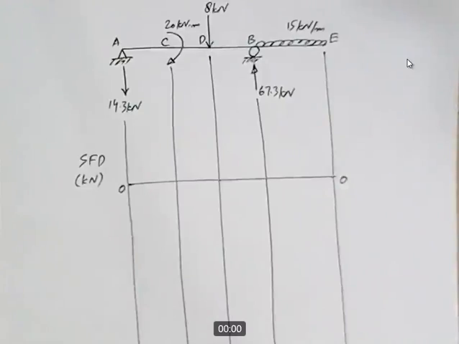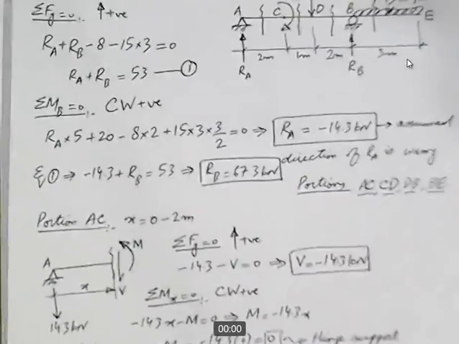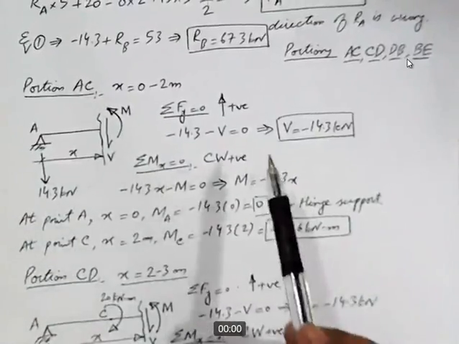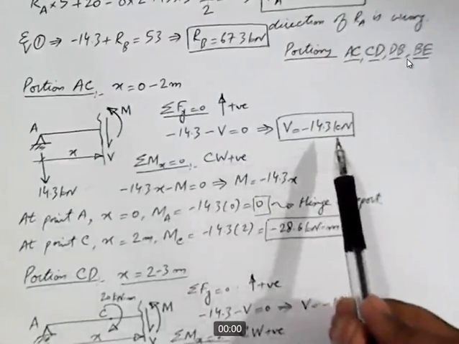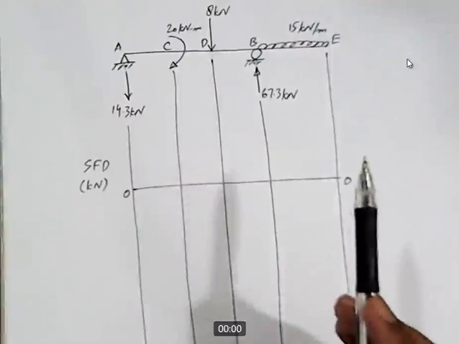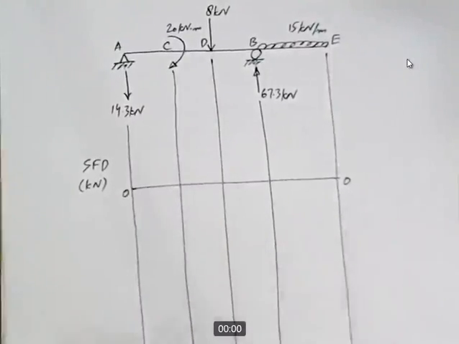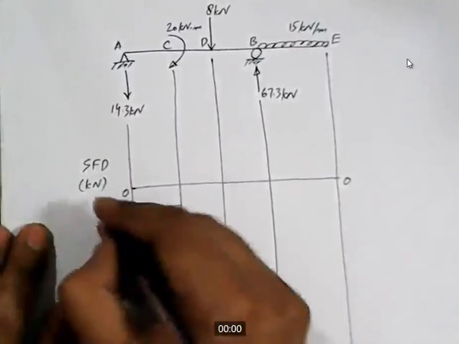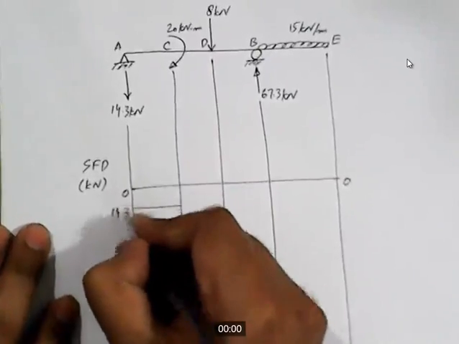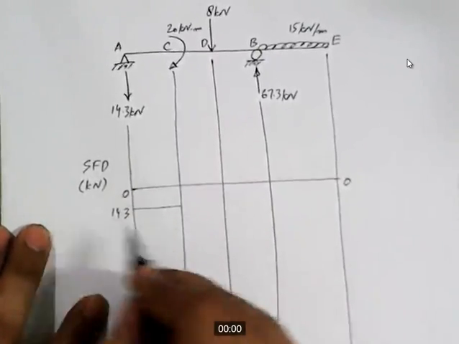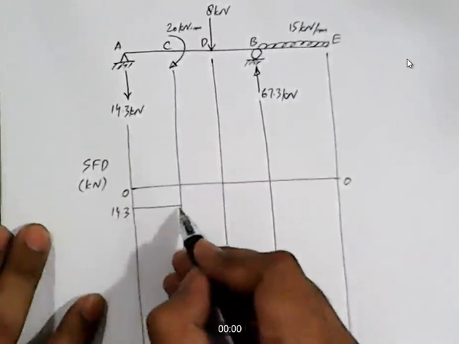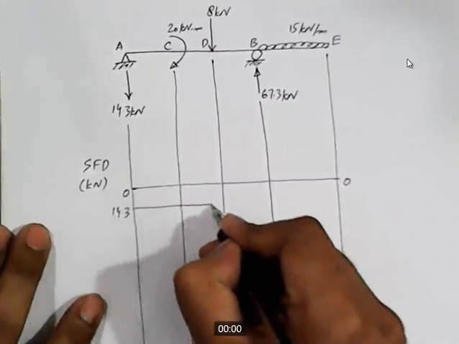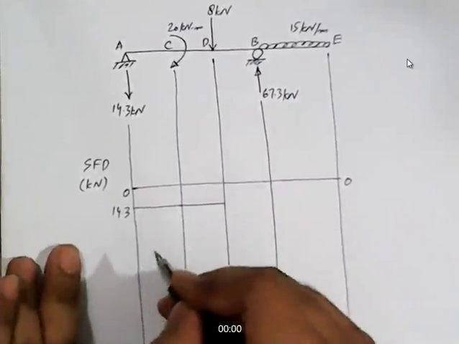Let's go back to our calculations. For portion AC, the value of shear is constant and it is minus 14.3 kilonewton. This is 14.3 and it is on the negative side of 0, on the downward side of 0. And what is the value of shear for portion CD? It is again 14.3. There is no change, so we'll just continue with the same straight line.